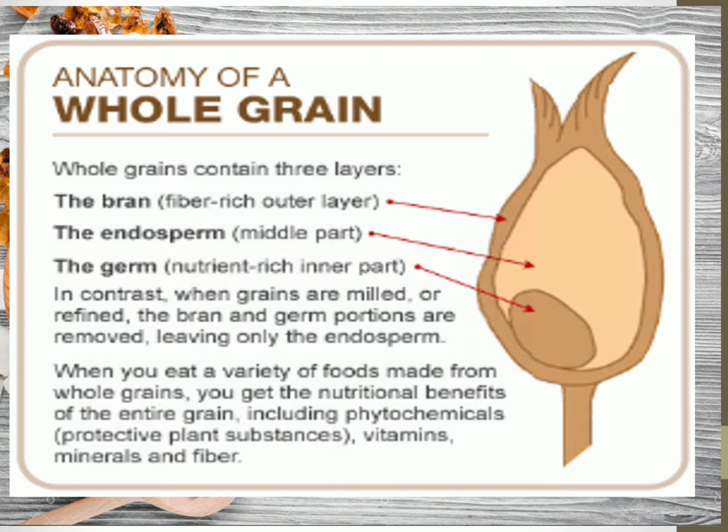In contrast, when grains are milled or refined, the bran and germ portions are removed, leaving only the endosperm. When you eat a variety of foods made from whole grains, you get the nutritional benefits of the entire grain, including phytochemicals, protective plant substances, vitamins, minerals, and fiber.